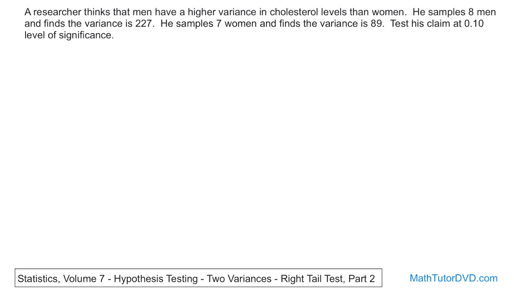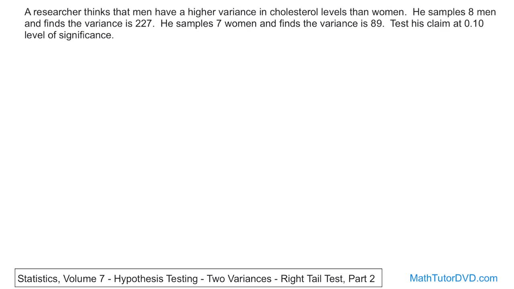Now, a few things I want to point out before we even write anything down. The first thing is, when we do the sampling, we sample 8 men and 7 women. As I mentioned in the last problem where we did 20 pencils from each plant, you do not have to have the same number of samples from each population. So here we're doing a different number of samples in each population.